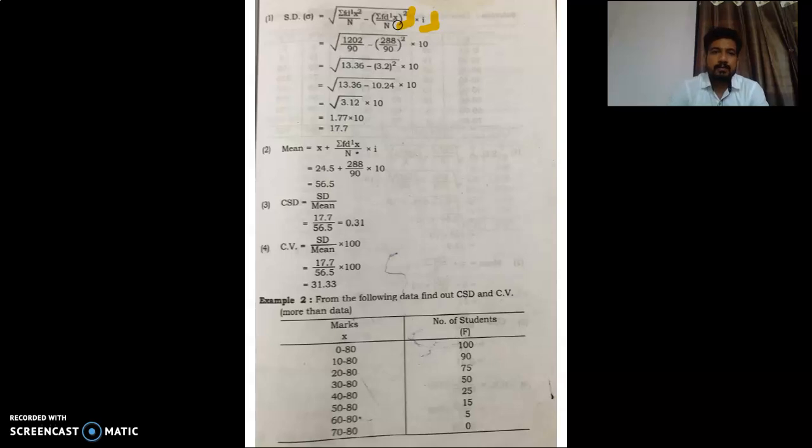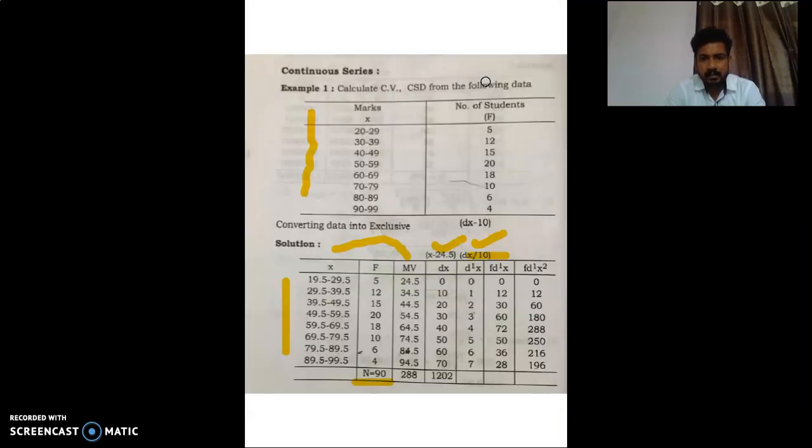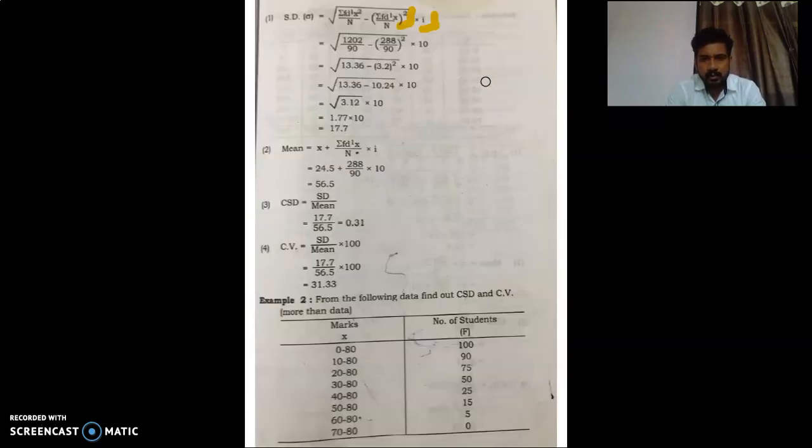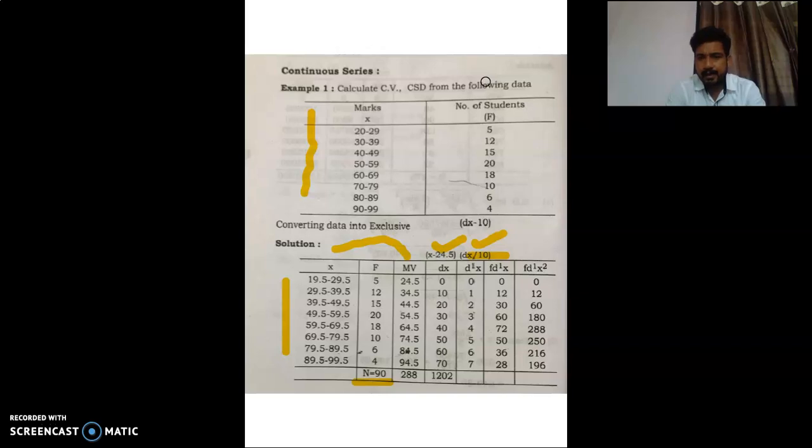Okay, now we will just put up the figures. Summation f d dash x square, let us see what the figure is. 1202 and 90, then summation f d dash x 288. We have to move these figures here. These are actually wrongly printed here.